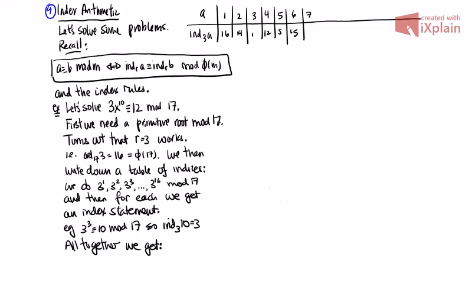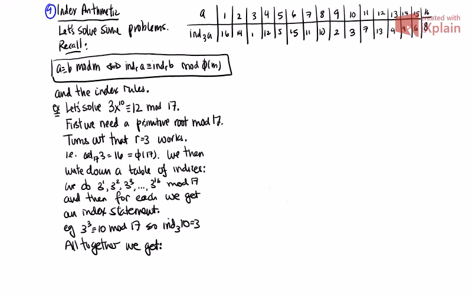So we have 6 and 15, we have 7 and 11, we have 8 and 10, we have 9 and 2, we have 10 and 3, we have 11 and 7, we have 12 and 13, we have 13 and 4, we have 14 and 9, we have 15 and 6, we have 16 and 8.